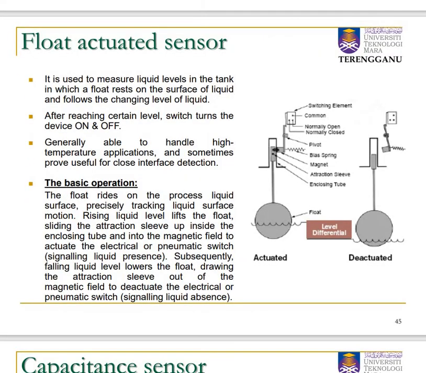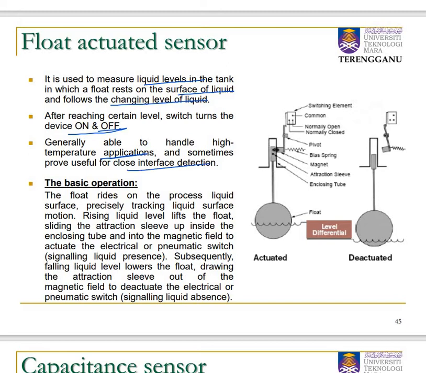Now we move to the fluid actuated sensor. Basically the common example of a fluid actuated sensor is the one we use inside the flushing tank, inside our bathroom, inside our toilet. The sensor is used to measure liquid level in the tank, where a float rests on the surface of the liquid and follows the changing level of the liquid. For this one, we use the concept of an on-off controller. This sensor is used to handle high temperature applications, and sometimes proves useful for close interface detection.